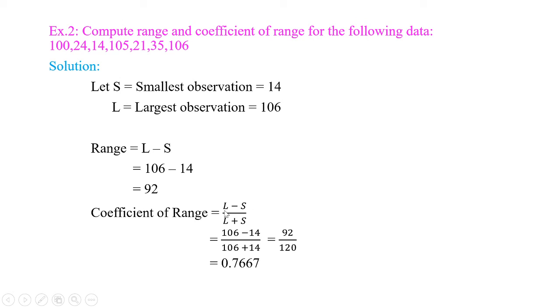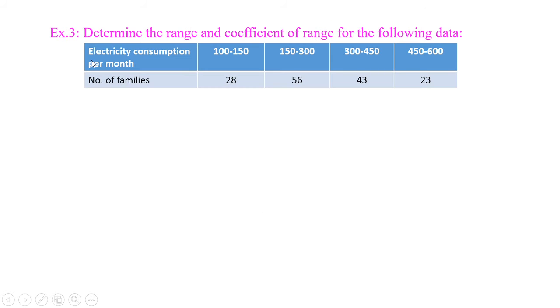Coefficient of range. The formula is L minus S divided by L plus S. Putting this value in this formula, we get 92 divided by 120, and the answer is 0.7667. So range is equal to 92 and coefficient of range is equal to 0.7667.